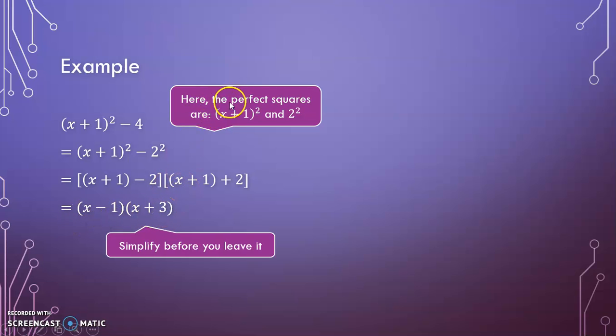Okay? So the perfect squares are these two, and we factorize. Sometimes if we have a slightly more complicated expression, like a binomial with a number, then we need to use a square bracket in the middle. And then when we simplify it, the square bracket disappears and we use the round bracket. Okay?